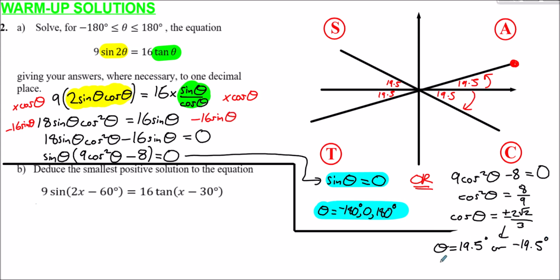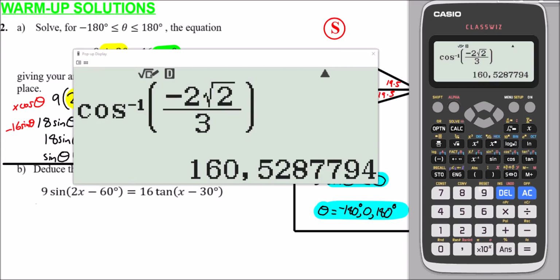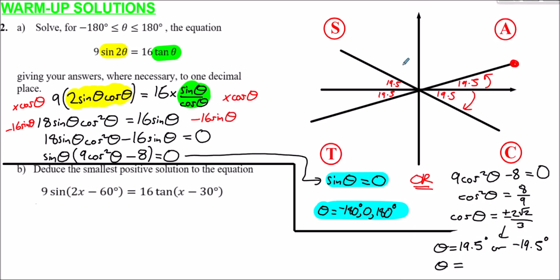And from the minus option, minus 2 root 2 over 3. Again, just checking the calculator to show you, we had 160.5. If you notice here, 160.5 plus 19.5 adds together. So actually, weirdly, this is still the same angle. So if theta is negative, then theta could also be along here. So it could be in the S quadrant, or it could be in the T quadrant. So that way round is 160.5.